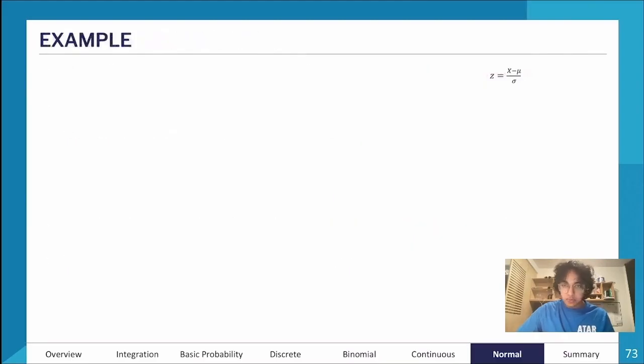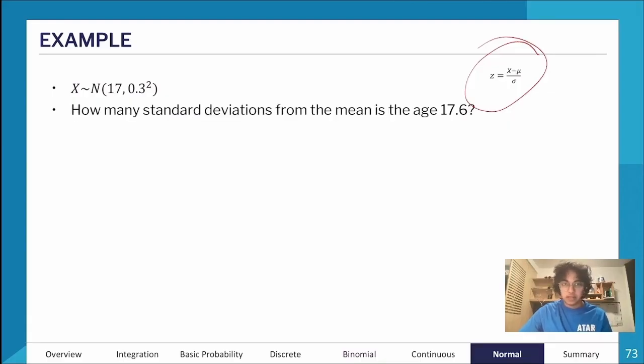Let's go through an example using this formula. So let's say we have the same sort of distribution as before, mean of 17 with a variance of 0.3 squared. So how many standard deviations from the mean is the age 17.6? Okay, so let's try to work that out. So we just chuck that into our equation.